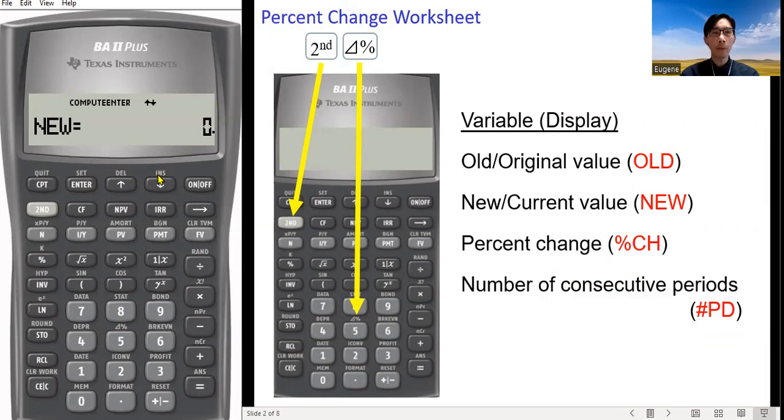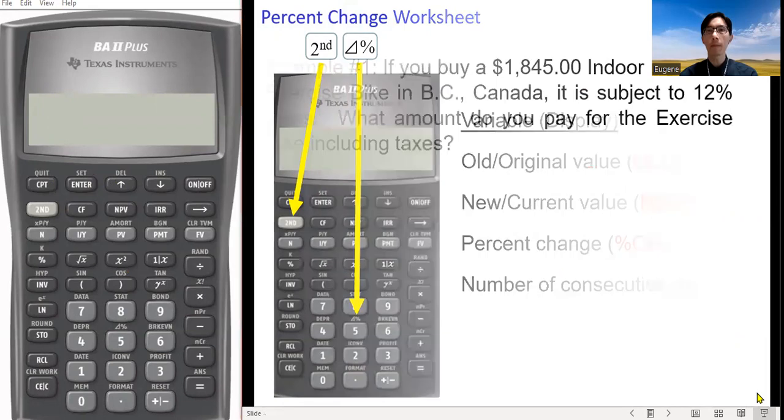The next variable, %CH, corresponds to the percent change. And then the last variable of the percent change worksheet is the pound sign, and then PD, which corresponds to the number of consecutive periods involved in the question. Let's take a look at a series of examples.